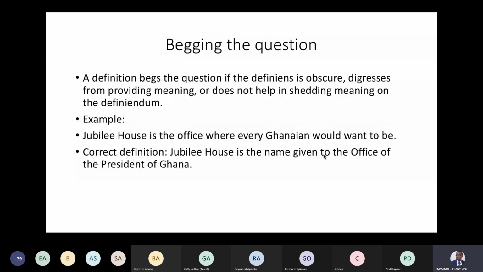Because the meaning of Jubilee House cannot be the office where every Ghanaian would want to be. So the correct definition of Jubilee House is the name given to the office of the President of Ghana. So that's how you know that a definition begs the question. It says something that does not help you know the meaning, or it digresses from being a definition to something else, like a value statement.